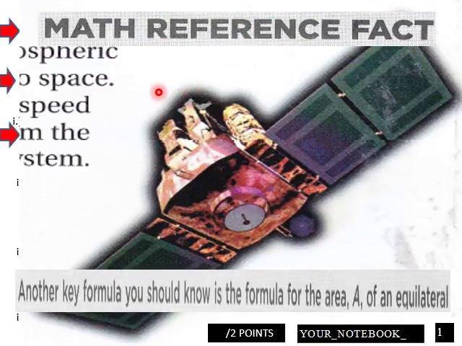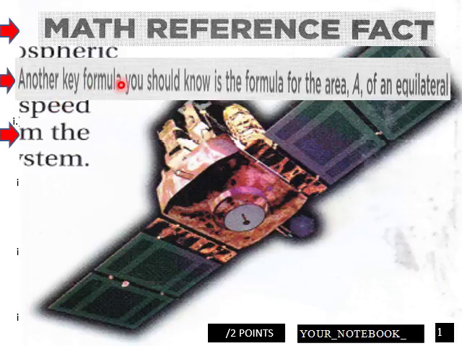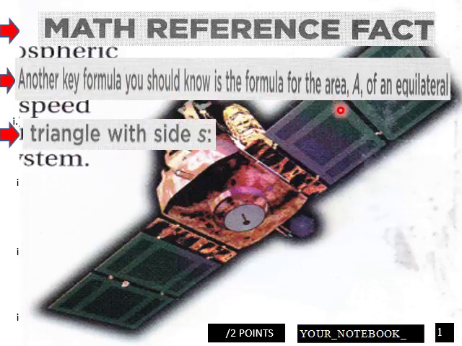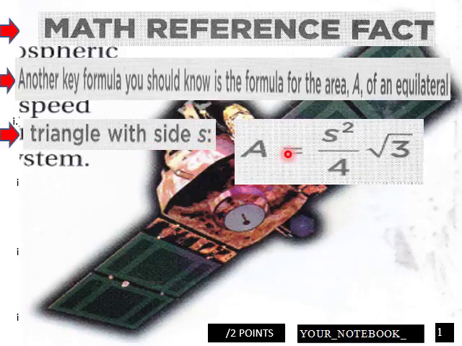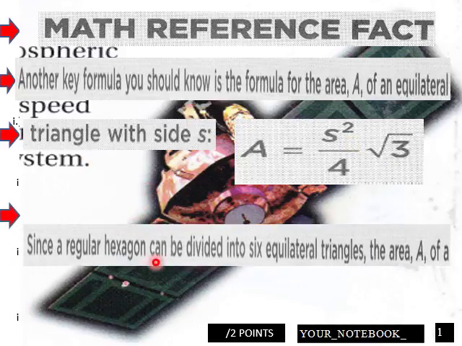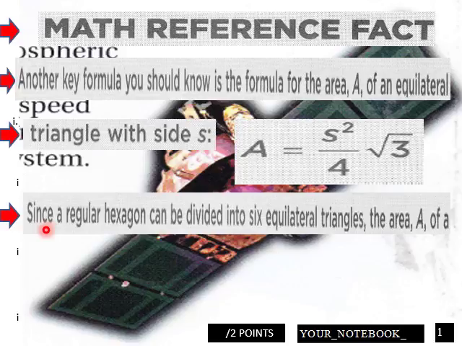Math reference fact. Another key formula you should know is the formula for the area A of an equilateral triangle with side S. We've already done this in other problems, actually. We've used this little shortcut: area equals S squared over 4 times square root of 3. In fact, I think in the last strategy lesson it was in there.